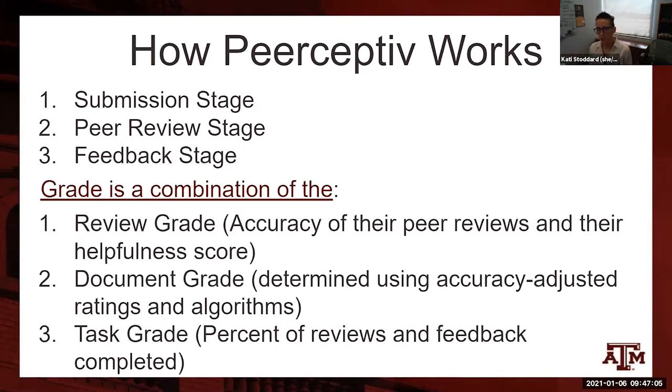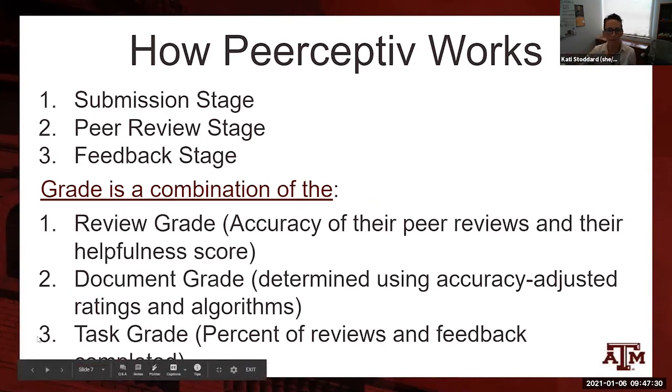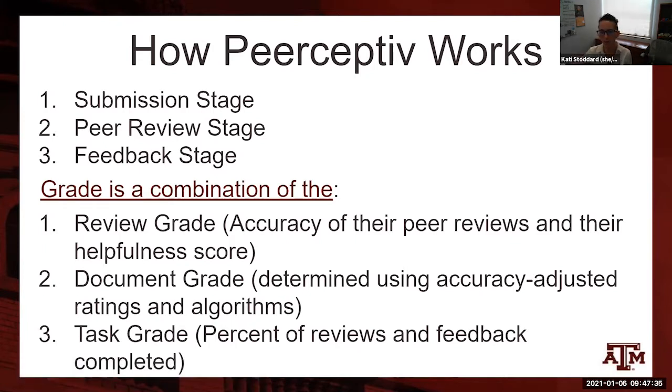The last portion of the grade is the task grade. This is the percent of required reviews that students do, and the percent of their feedback. Did they basically do their peer reviews, and did they do their feedback? You can weight each one of these individually. The way that I have it set up, the document score is worth 60%, the review score is worth 20, the task score is worth 20, but you can adjust these as you would like. I think the default is that the review and the document grade are both worth 40, and the task grade is worth 20. However you would like to do it, you can.